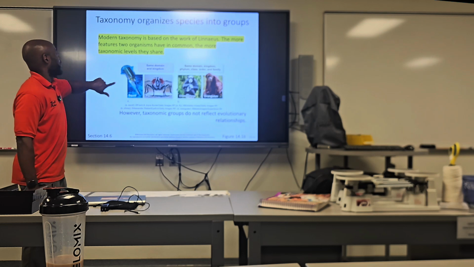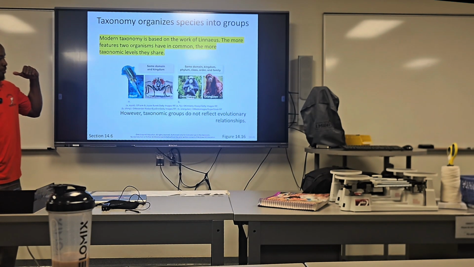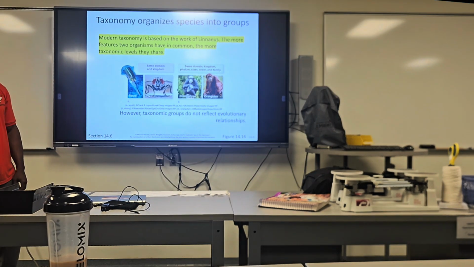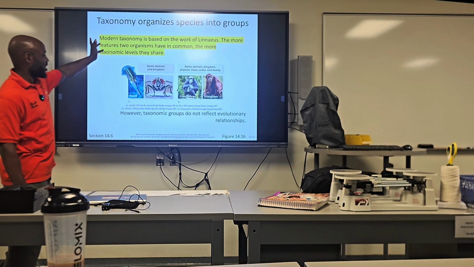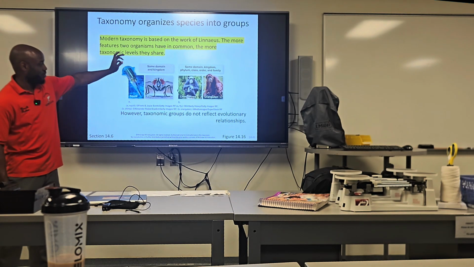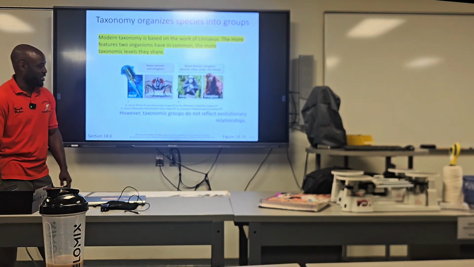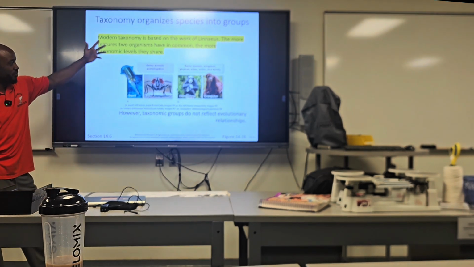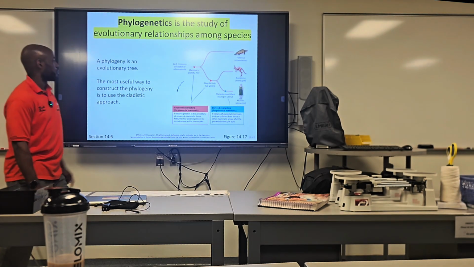Correct. All right, so modern taxonomy is based on the work of Linnaeus, which we already mentioned earlier, with, I forget the other guy's name now. Charles Darwin. Darwin, yes. The more features the two organisms have in common, the more taxonomic levels they share. All right, so same domain and kingdom for the squid and the fly, but in the case of the chimpanzee and the orangutan, they have the same domain, kingdom, phylum, class, order, family, but they are different species.